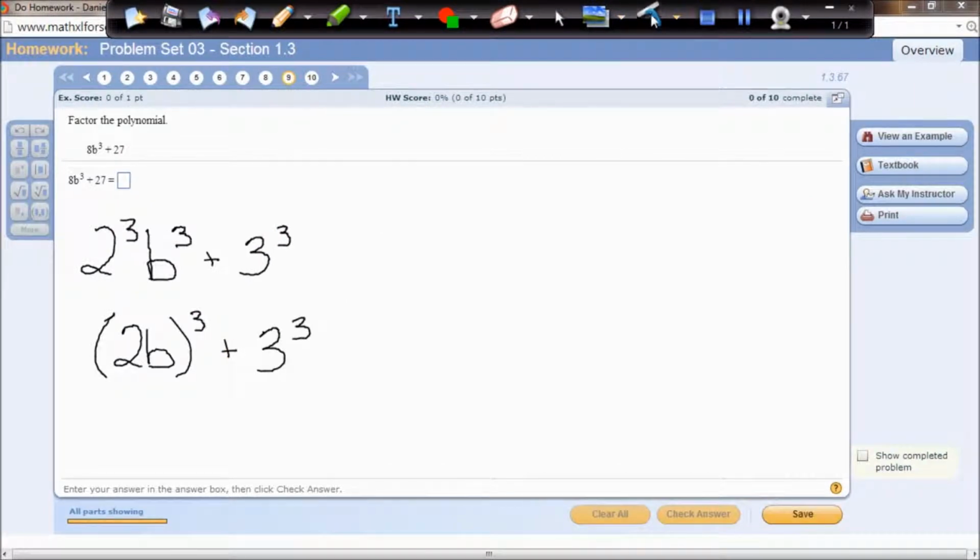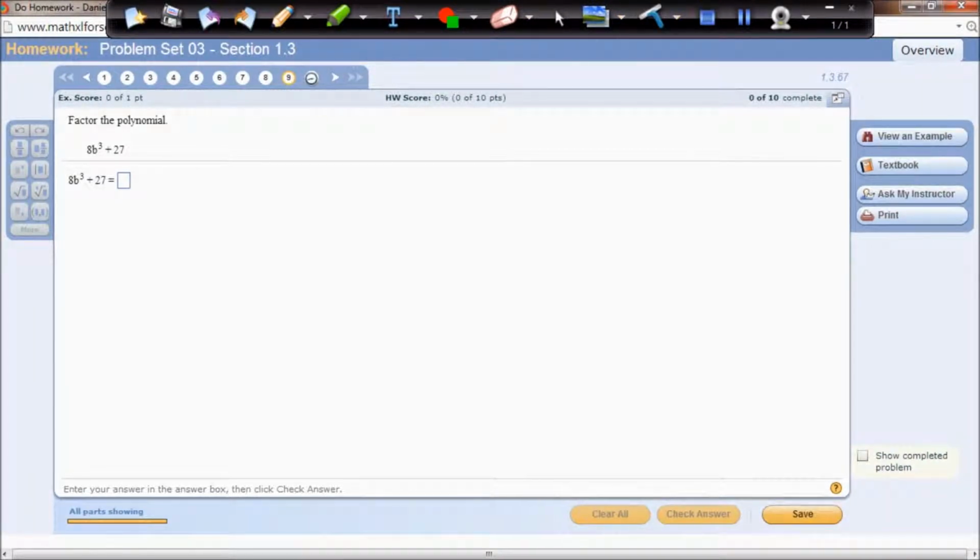Okay, great. Let's go ahead and clear this and go on to number 10. Okay, this one might be a little bit overwhelming. What do we do here? We have 9m to the 6th minus 25n to the 4th. First thing we should check is greatest common factor. Do we have a greatest common factor here? Is there anything that goes into each term? No. Well, then maybe we should check, do we have a difference of squares? And in this case, we do have a difference of squares.